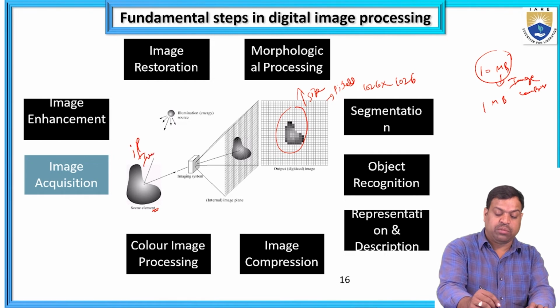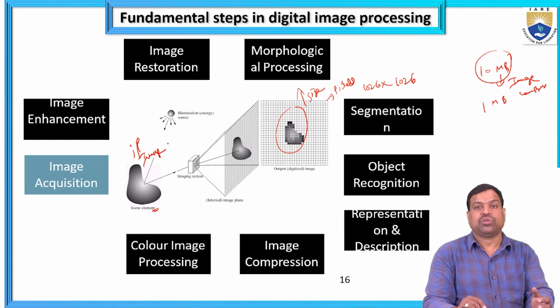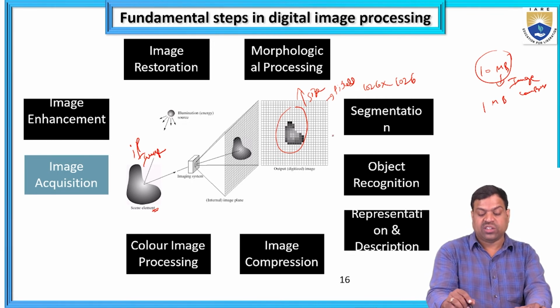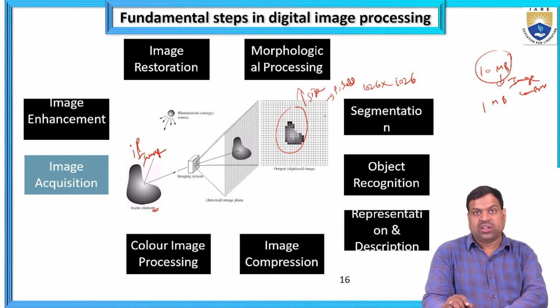Suppose I need an image. What is the source of the input? Image acquisition is called the source of the image. That is the input image. The input image is shown in the form of pixels.